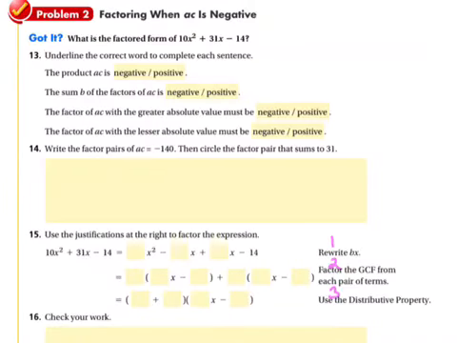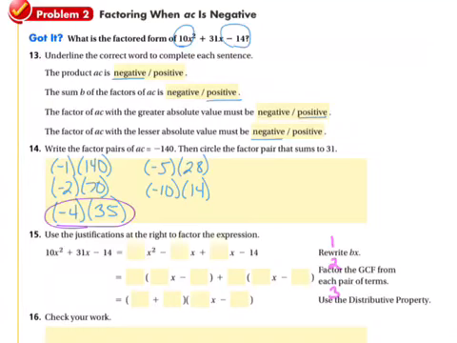What is the factored form of 10x squared plus 31x minus 14? Well, the product AC is negative. The sum B of the factors of AC, that's our middle term, is positive. So the factor of AC with the greater absolute value must be positive, and the factor of AC with the lesser absolute value must be negative. So we're going to write the factor pairs of AC equals negative 140. That's 10 times negative 14. And then we'll circle the factor pair that sums up to 31.